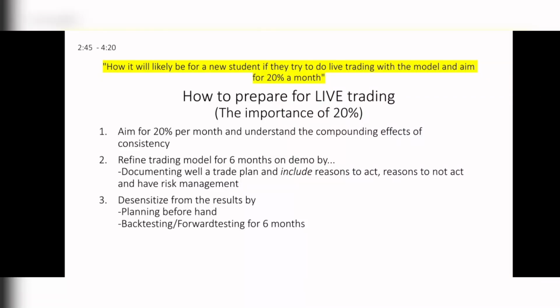Next, Michael is recommending ways for us to prepare for live trading, and that is to aim for 20%. When we aim for 20%, it's easier for us to be consistent. We also want to be desensitized from the results and plan before we enter the market, and not just open up the graphs and think that we can trade on the spot. And back test as well as forward test for at least 6 months. This is what he recommends.